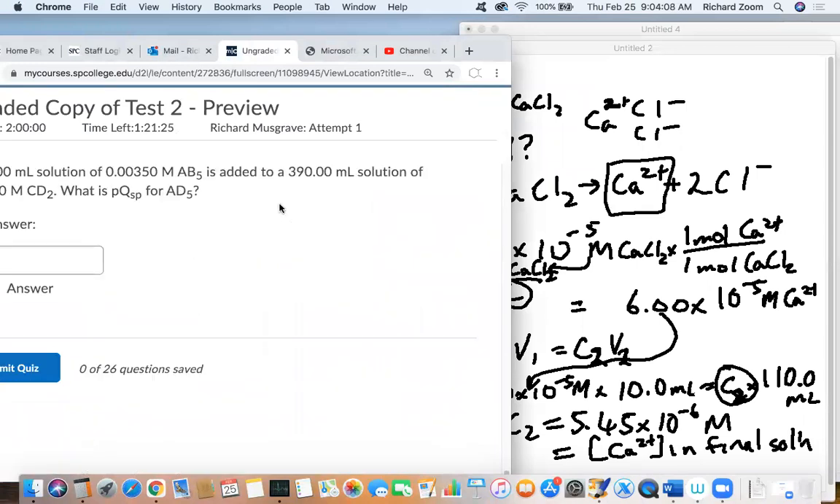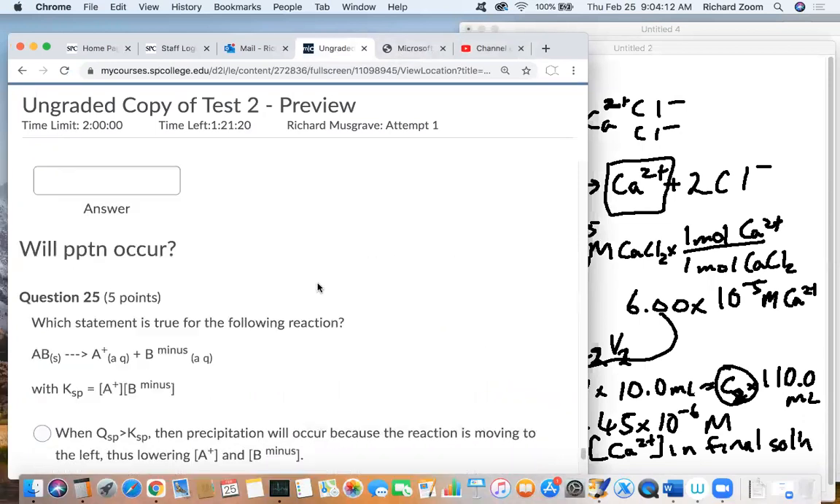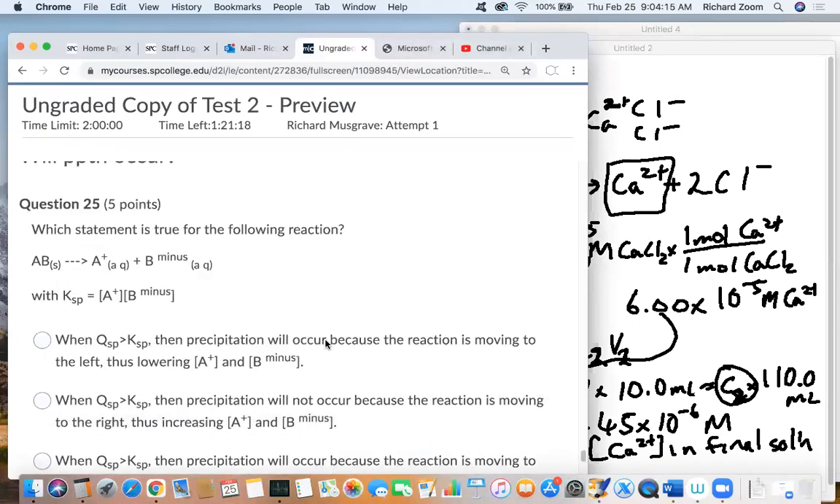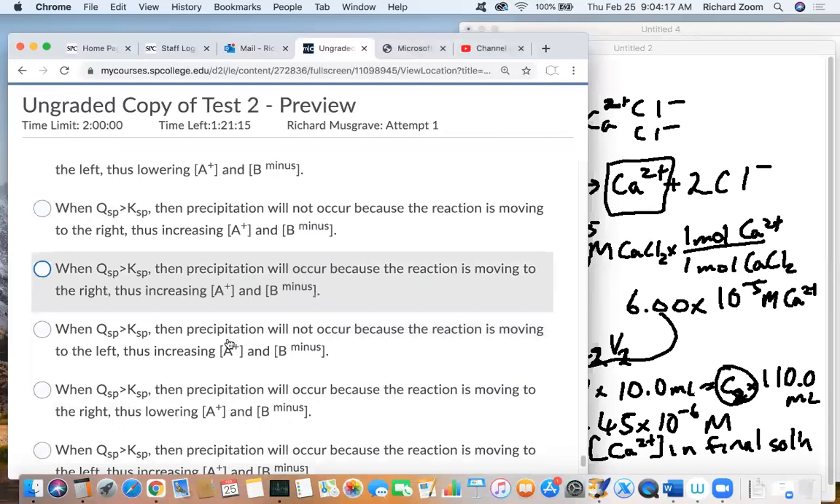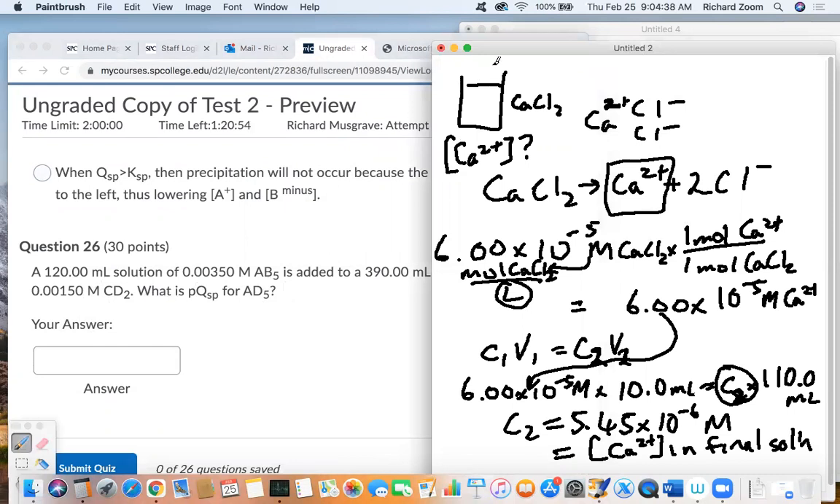I'm actually going to leave number 25 to you to figure out which answer is going to be the right one here. Let's look at this. I really like this example here. This is a good one. We've got a solution of AB5 and a solution of CD2, and we're looking for the Q of AD5. So this is just looking for the Q value and it's stopping there. It's not asking if precipitation is going to occur or not.